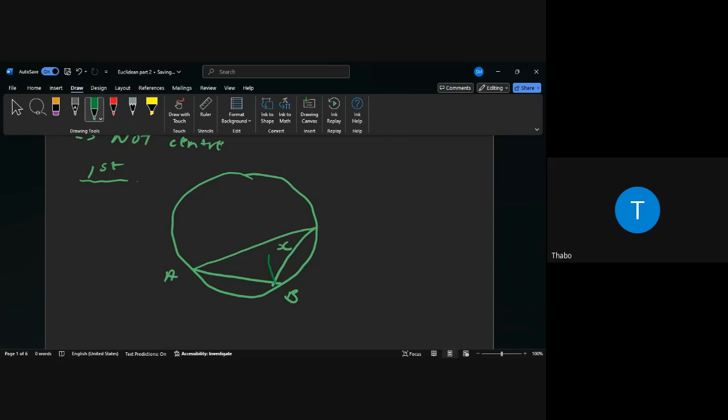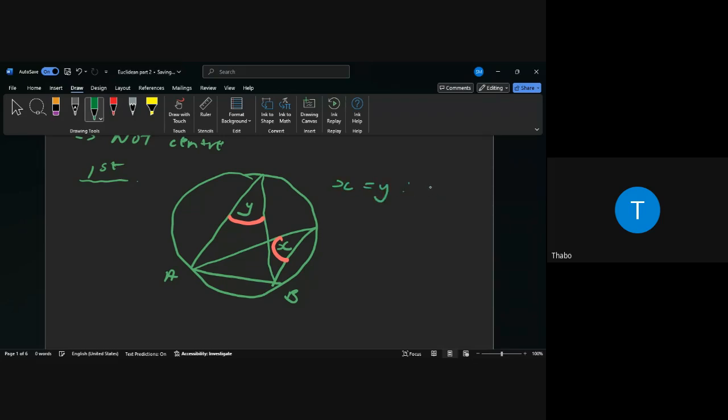Now, AB, the same chord, subtends another angle at the circumference. I'm going to call this Y. Since this angle and this angle are both subtended by the same chord and at the circumference, guys, it's important, at the circumference. Whatever I'm about to say about this theorem doesn't apply if the angles are not at the circumference. So, the angles must be at the circumference. We are saying angle X is equal to Y.